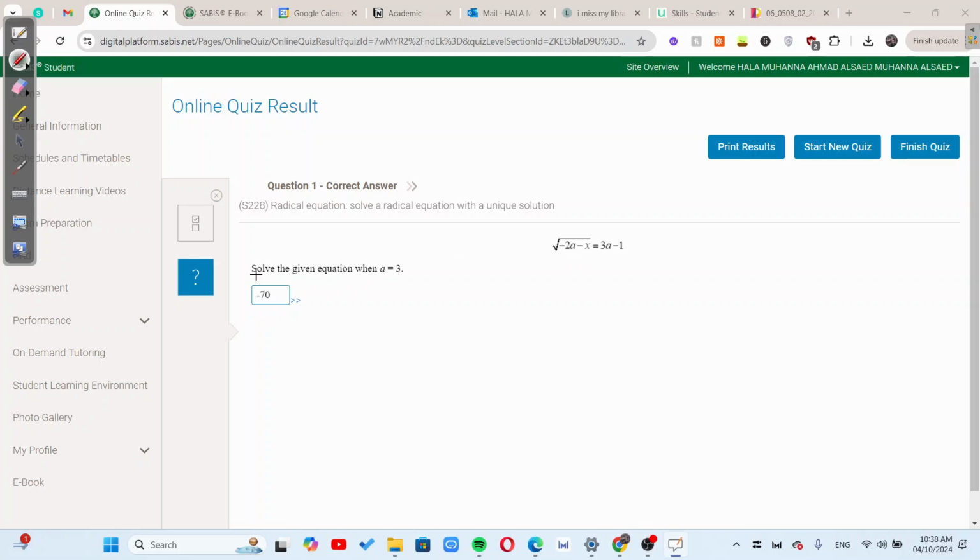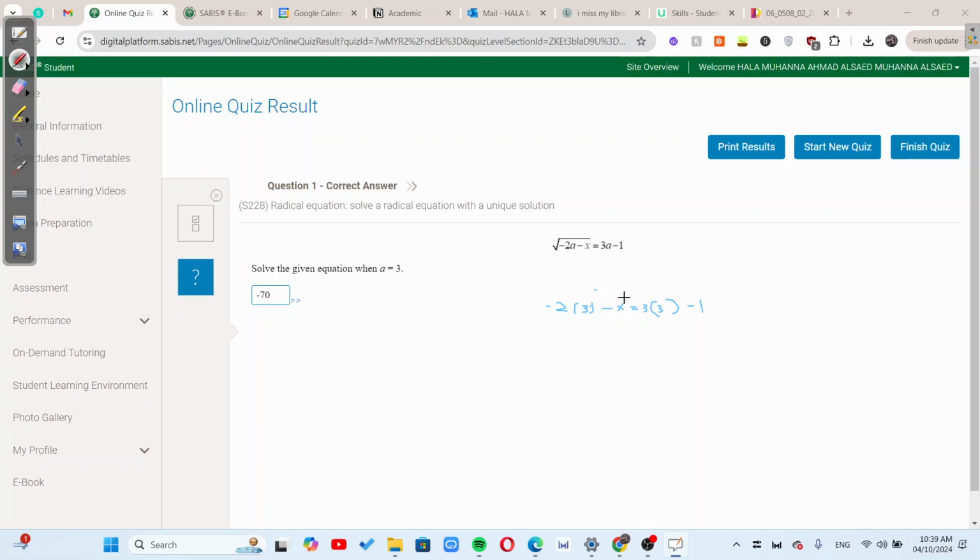So let's start. Here they're giving you this equation and telling you to solve the equation when a is equal to 3. So let's substitute 3 in every time you see a. So I'm going to first write negative 2 into 3 minus x equals radical 3 into 3 minus 1. Now you know all your numbers other than x.